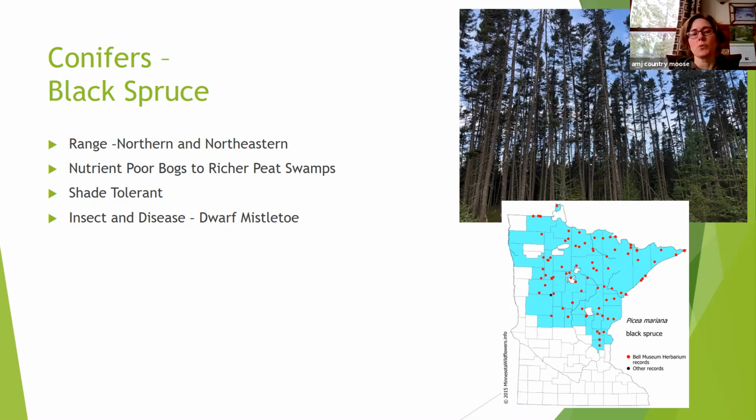We do have to worry about dwarf mistletoe in our black spruce stands. That's a parasitic plant that will grow on the adult trees. As that plant grows, it'll eventually kill the trees, and then they rain their spores down on the understory. So if you have a heavily infected stand, you'll usually have these open pockets within the stand, and there'll be no regeneration there. So that is a concern.